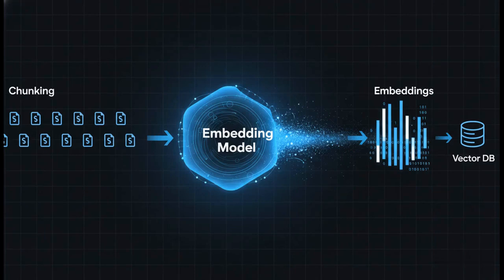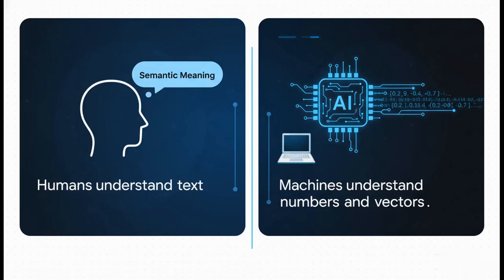Okay, now for what feels like a little bit of magic. We have to convert all this text into a language that machines can actually work with. And what's that language? Well, it's numbers. It's really that simple. Humans understand text and meaning, but machines, they get numbers and vectors. That's the fundamental gap we have to bridge.